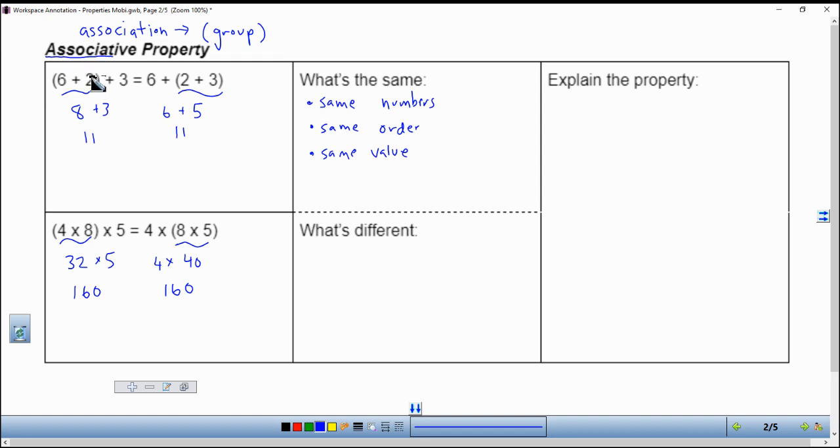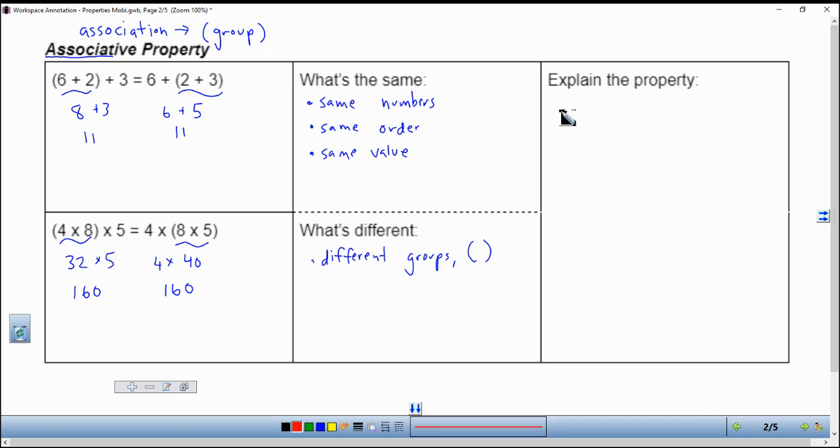So 6 and 2 were grouped first in parentheses, and then 2 and 3. So what's different? Different groups, or parentheses. So we grouped the numbers differently, but that didn't change the answer. And that's what the associative property is. If we group the numbers differently in addition and multiplication, the value doesn't change.